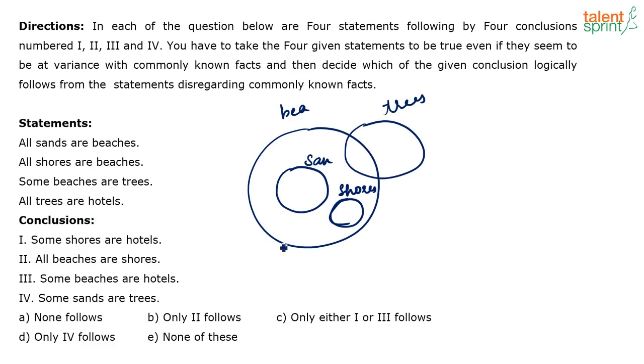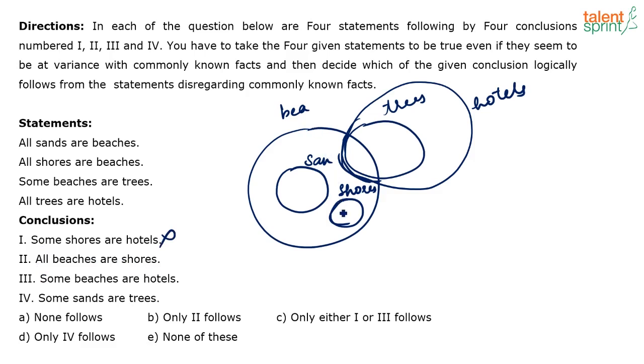All trees are hotels. Again, all trees is this. Yes. Now first conclusion. Some shores are hotels, right? See, that's not a definite conclusion. Can be or cannot be true. So does not follow.